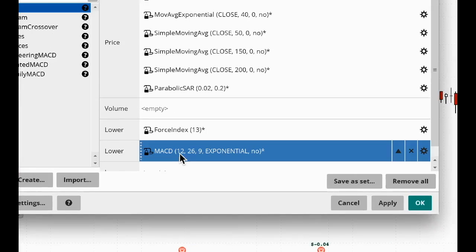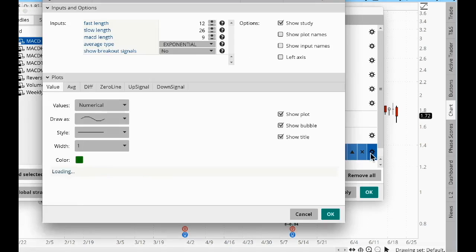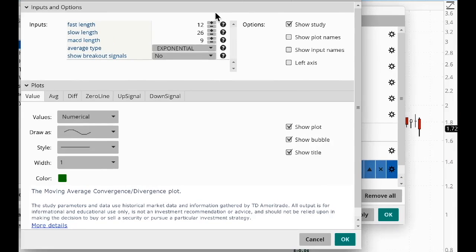And by default, it's 12, 26, and 9. So just leave it. But maybe in your charting software, it is not 12, 26, and 9. You just have to change it to 12, 26, and 9. Okay, I'm going to change it to black.